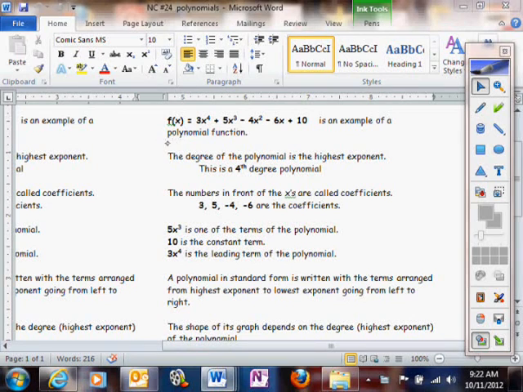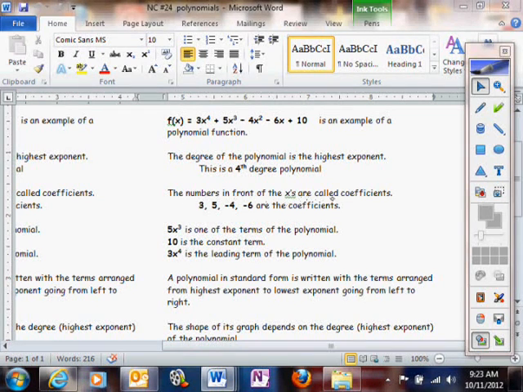Poly meaning many. It's just like a plural term. So I have a polynomial with 1, 2, 3, 4, 5 terms. The degree of the polynomial is the highest exponent. So the highest exponent in this polynomial is 4. So this is a fourth degree polynomial, or the degree of the polynomial is 4.